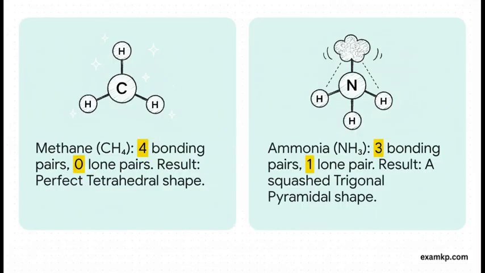Let's do a quick comparison. On the left, you've got methane, CH4. It's got 4 bonding pairs, 0 lone pairs. So it forms that perfect tetrahedral shape we just saw. But now look at ammonia, NH3. The nitrogen in the middle also has 4 electron groups around it, but one of them is a lone pair. And this lone pair acts like a bully. It's extra repulsive, takes up more space, and it literally shoves the other 3 hydrogen atoms down, squashing the whole shape into a pyramid.